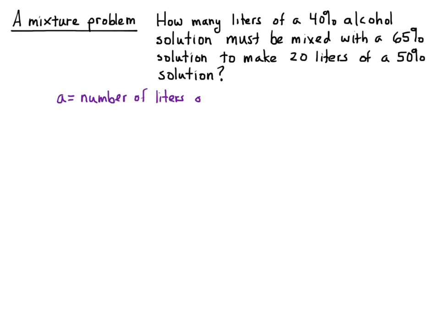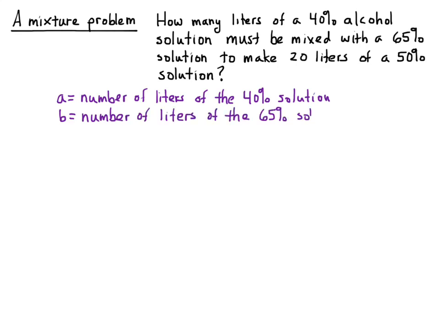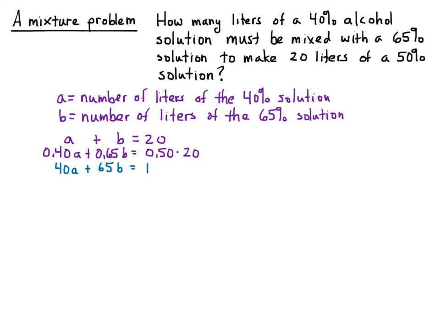Classic mixture problem, right? Where we have two different concentrations. We want to end up with a known amount with a concentration of 50%. So first thing I do is make my variables. Now, when we did this before, we took A as the amount of the first solution, and then 20 minus A for the amount of the second solution. But now, just to illustrate this, I'm going to use two variables and show you what happens. So we have A plus B equals 20, and 0.4 times A plus 0.65 B equals 0.5 times 20.